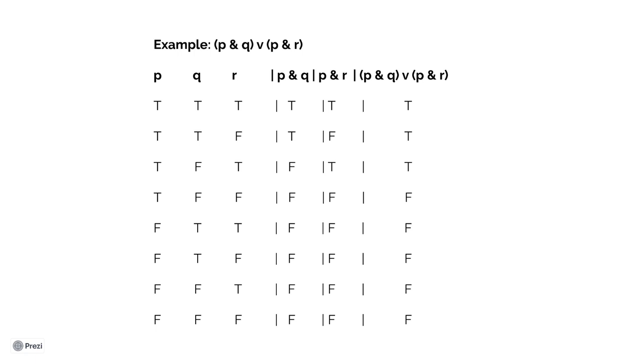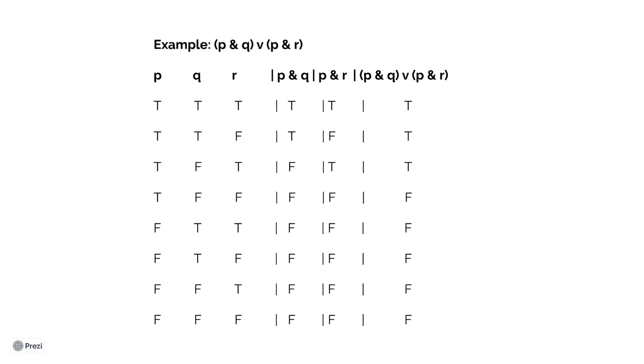And we see that in line one, P and Q is true, P and R is true, so the overall disjunction is true. In line two, P and Q is true while P and R is false, so the disjunction is still true. In line three, P and Q is false while P and R is true, so our overall disjunction is true. And in every other case, both of them are false, which means the overall disjunction is false.